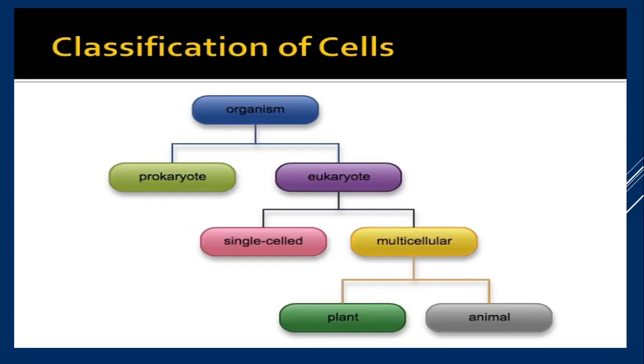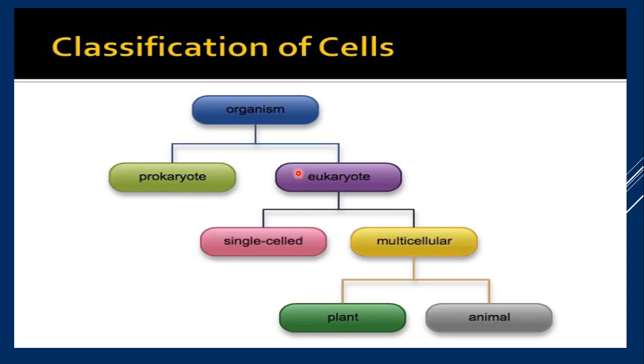And now to classify cells. Organisms, all living organisms, are made up of cells, which can be either prokaryotic or eukaryotic. Whenever an organism is made up of prokaryotic type of cell, it has to be understood that it will always be unicellular. That means the single cell itself will make the organism. The body of the organism is just the cell.